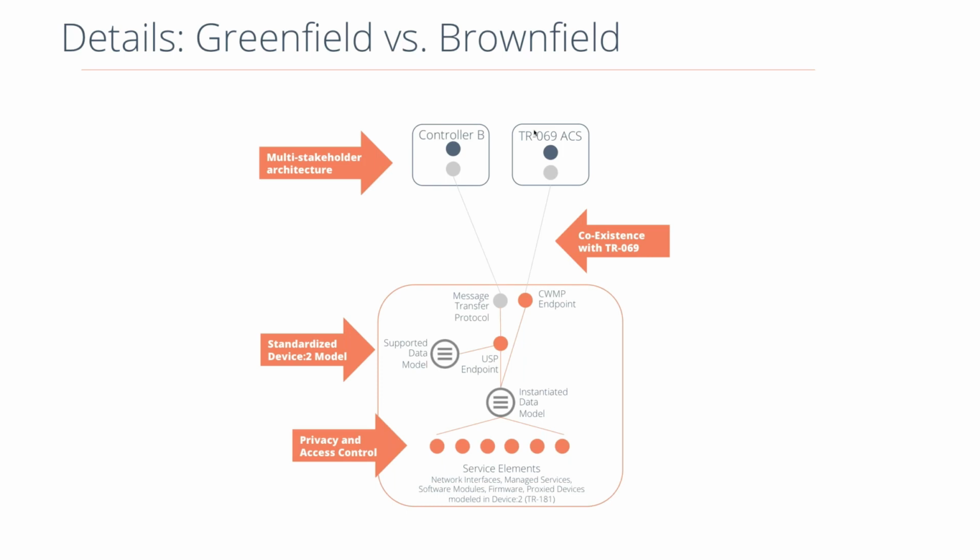Privacy and access control from a USP's perspective is also going to come in handy here, as you may want to have different portions of the data model exposed to USP as opposed to TR69. And then the last arrow that we're showing here is the coexistence with TR69. So it's just showing how both of them can coexist at the same time, both talking to the device.